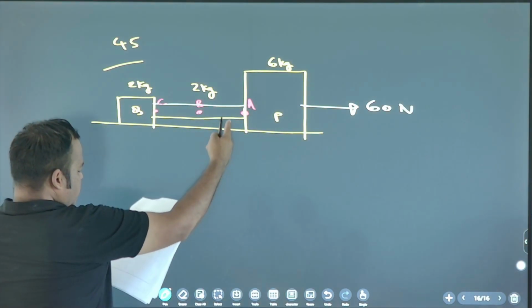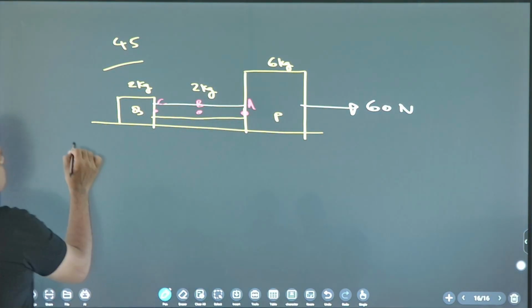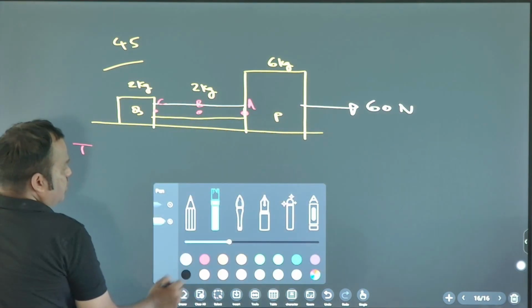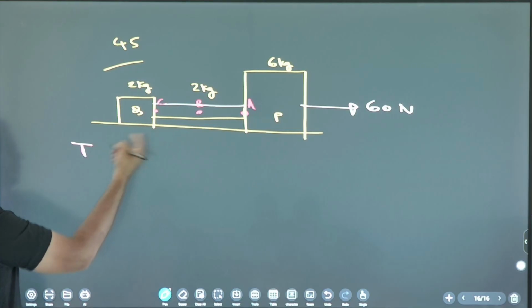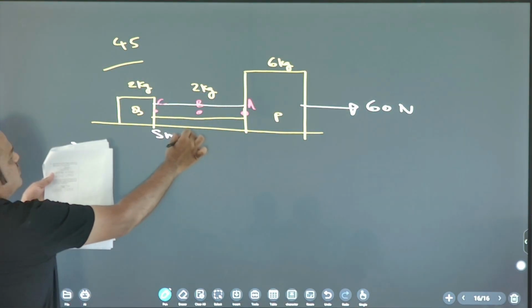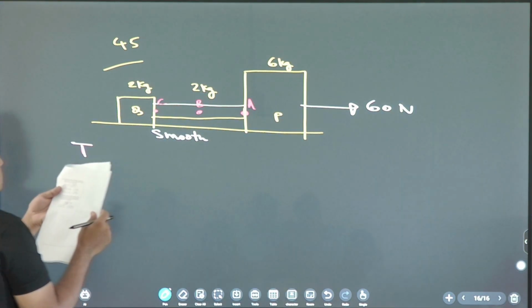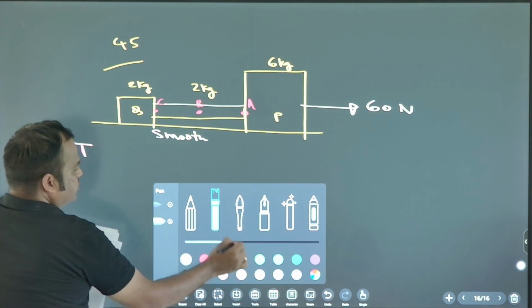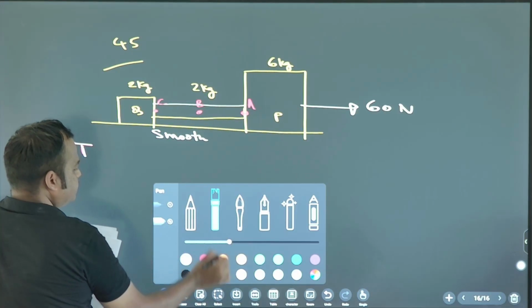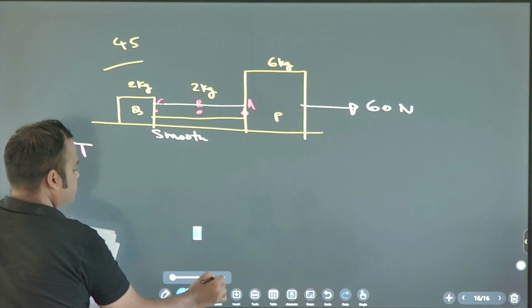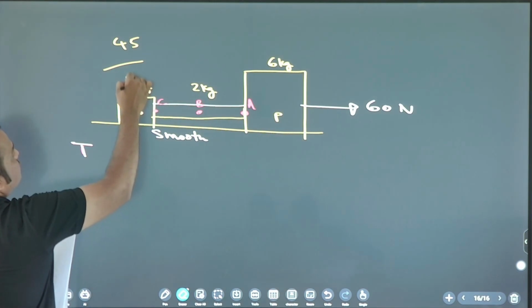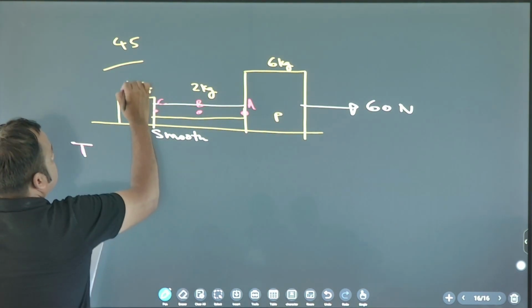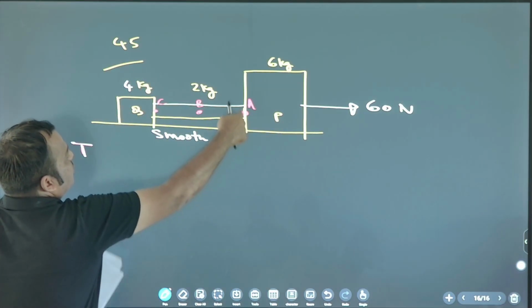Suppose I want the tension at A. So how to solve this? You know this method, we have discussed this. It is a smooth surface. 4 or 2 kg? 4 kg. Okay. So I want the tension at A.